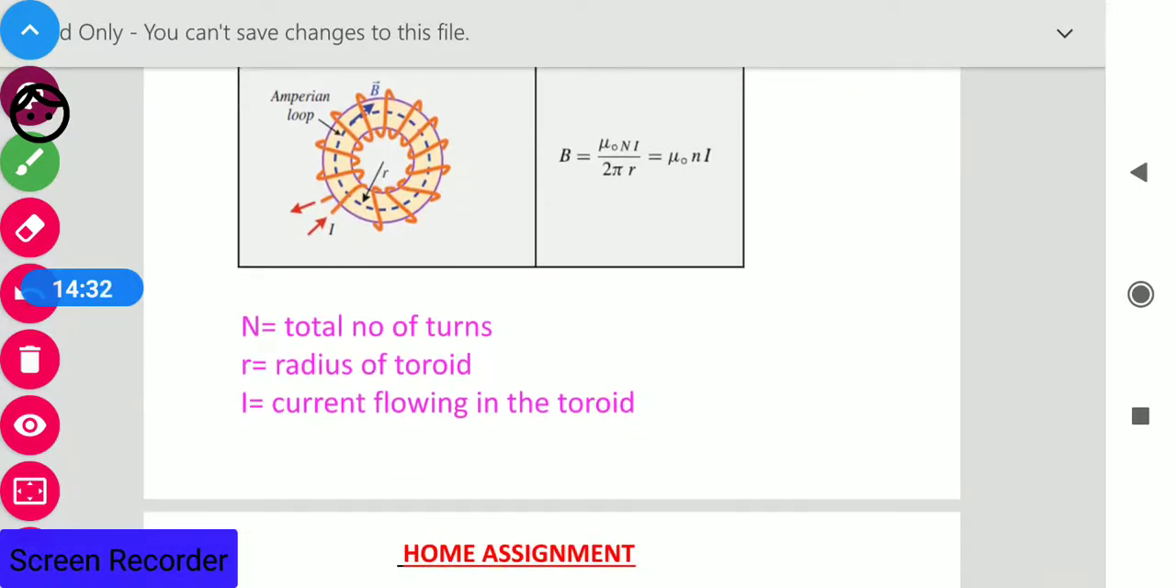where capital N is the total number of turns, r is the radius of the toroid, I is the current flowing in the toroid, and small n is the number of turns per unit length.